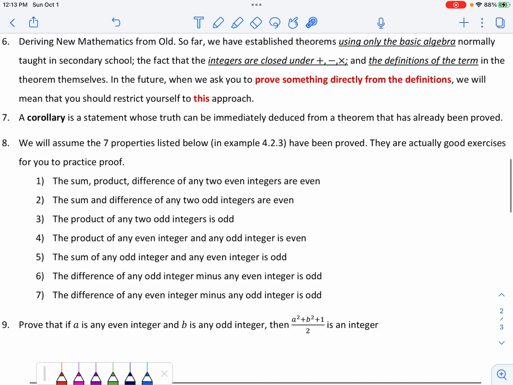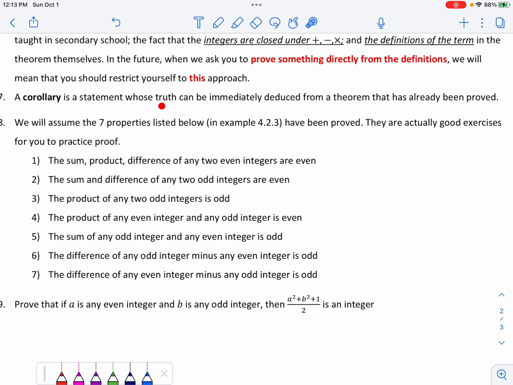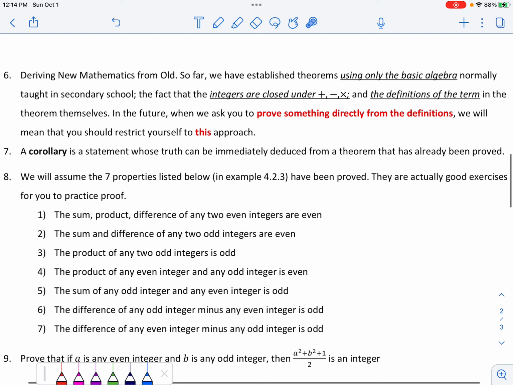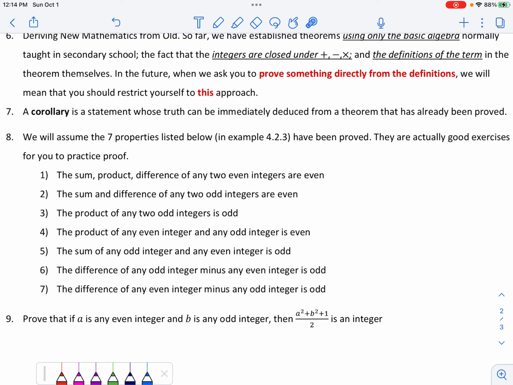A corollary is a statement whose truth can be immediately deduced from a theorem that has already been proved. Usually we call a theorem a pretty important and fundamental and big result derived from definitions and basic properties, just what we mentioned here. And if from the theorem, which is a pretty general statement, you can derive another smaller statement pretty quickly, then we call that statement a corollary. Sometimes the difference is subtle, but I think the more you see, the more you understand what a corollary is.